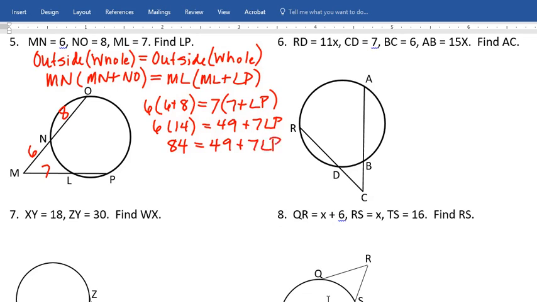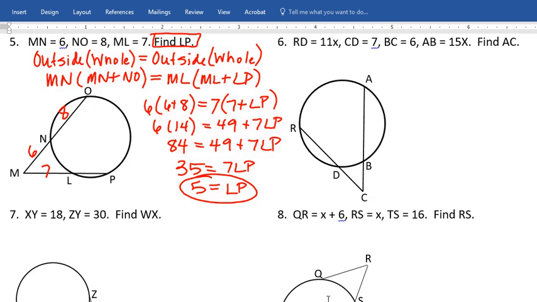Going to subtract 49 from both sides. That gives us 35 over here is equal to 7 LP. Going to divide both sides by the 7. So LP is equal to 5. And this time that is the answer because it's asking us to find LP.